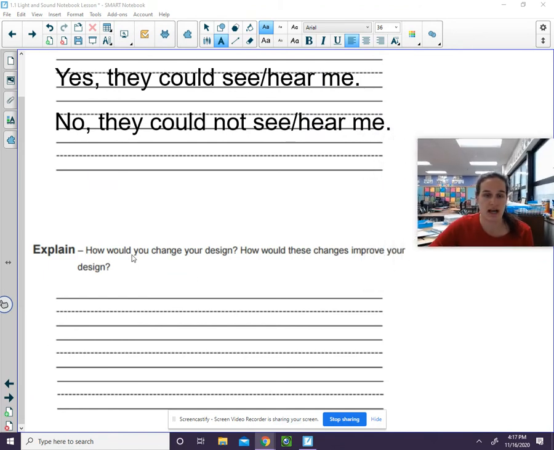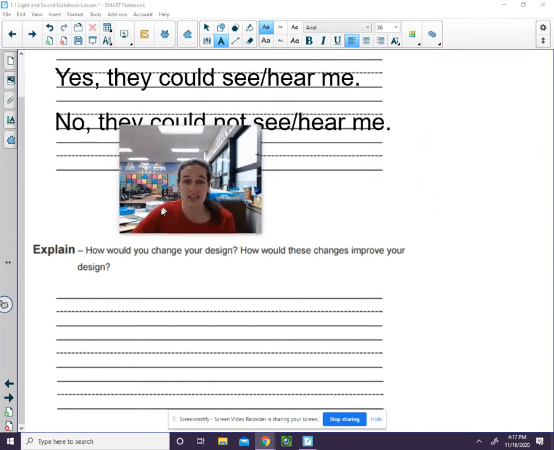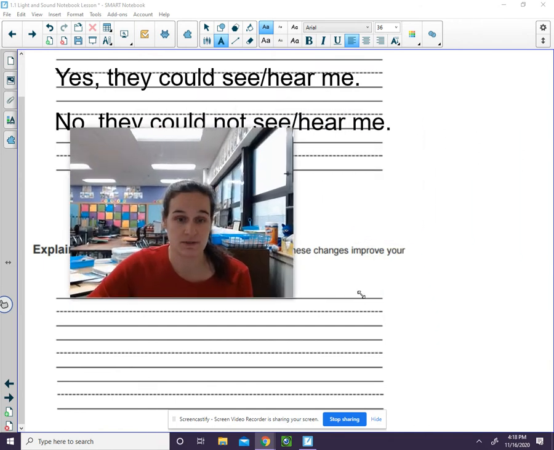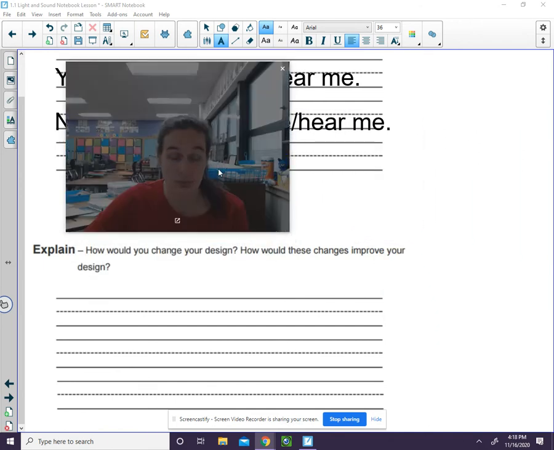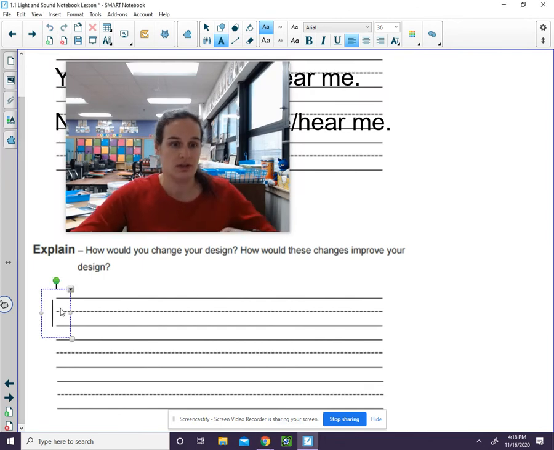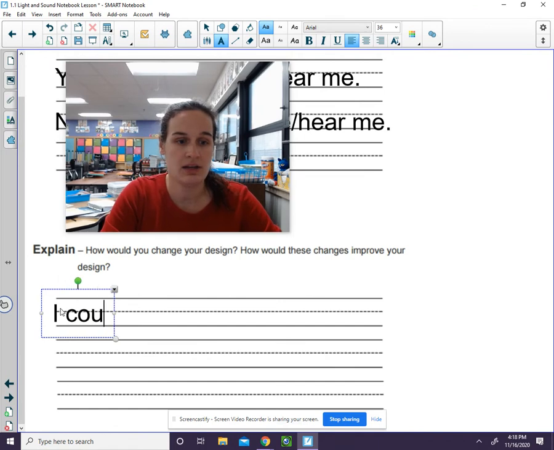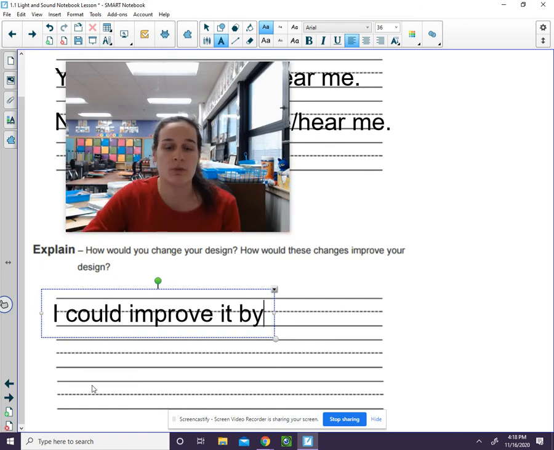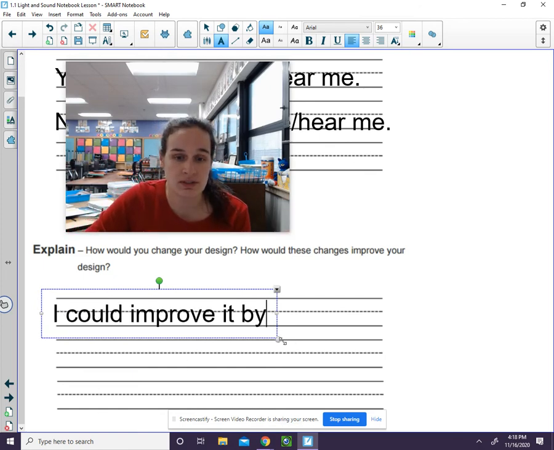Our next question says, how could you change your design? How would these changes improve your design? So even if your design was successful, I want you to think of a way you could improve it. I'm going to give you the sentence frame that you can use. I could improve it by, just think of some different ways you maybe could improve your design.